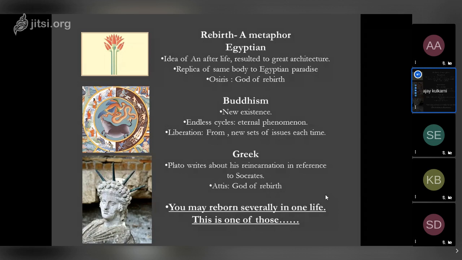Greek people, we all know that Plato believed he was Socrates in his prior life. So Attis is the god of rebirth. What I'm trying to pinpoint here is that today we are reborn. So this is no more a philosophical religious belief. You may be reborn severally in one life. So this abeyance of the last 47 days is just a small demonstration given by God to really witness and experience, for that divine community of architects, what the Egyptians' Osiris meant, what Lord Buddha meant, and what Attis meant.